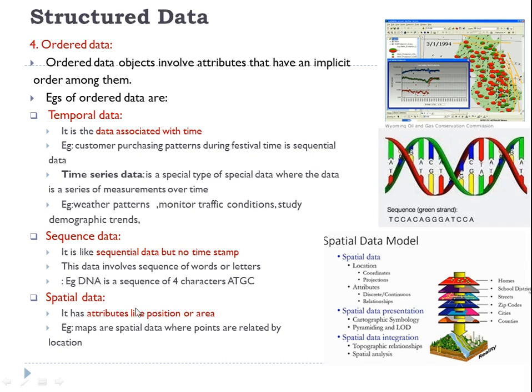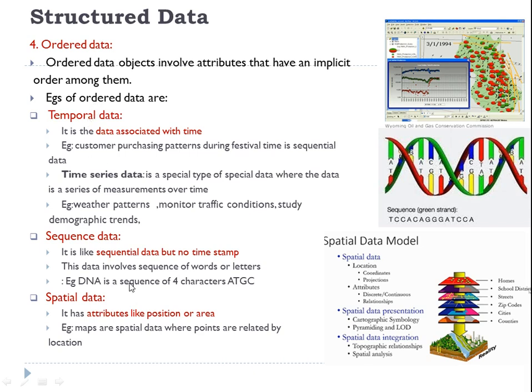The third one is spatial data. Spatial means position or area. Such data has measurements with respect to position or area. You have data associated with locations, maybe coordinates, maybe projections, or some kind of discrete or continuous values, relationships. Very good examples of this are cartographic symbologies, as you see in this diagram. So this is an example of spatial data, where you have data associated with attributes like location, position, and area.